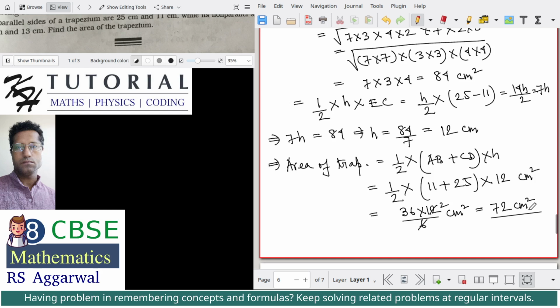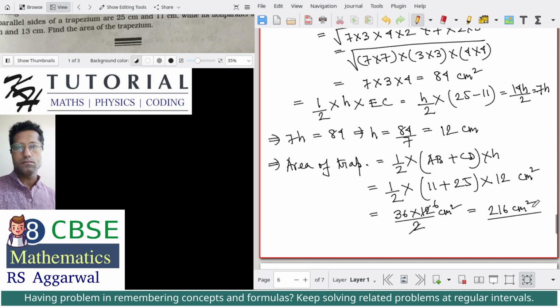36 multiplied by, oh, I am prone to make calculation mistakes. So this is 36 multiplied by 12 divided by 2 centimeter square. 2 divides 12 with 6. This is equal to 216 centimeters square. This is the correct answer.